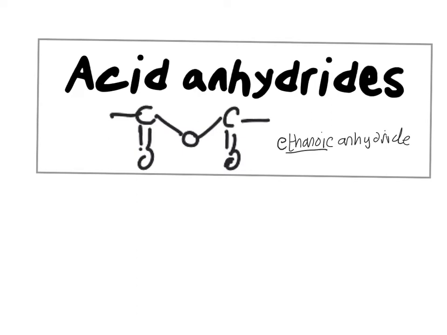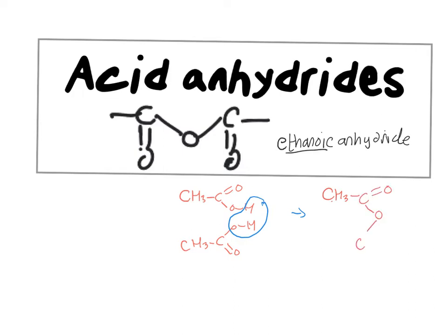So here's 1 molecule of ethanoic acid, CH3, C double bond O, OH. And if we draw another molecule of ethanoic acid underneath it, CH3, C double bond O, OH. And we remove a molecule of water, we are then left with ethanoic anhydride, CH3, C double bond O, O, C double bond O, CH3.